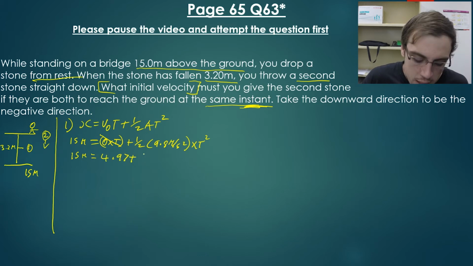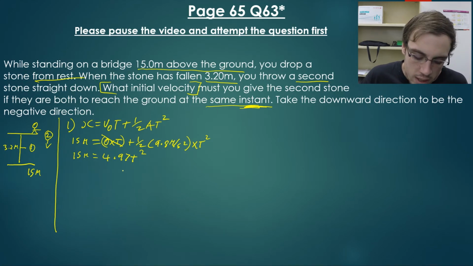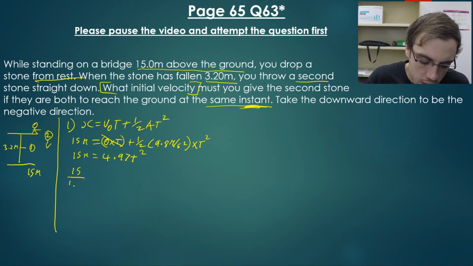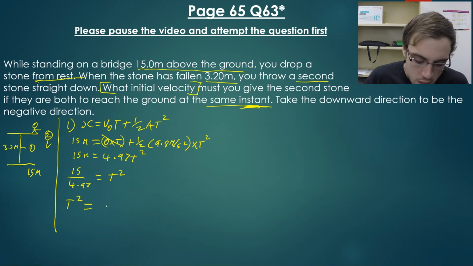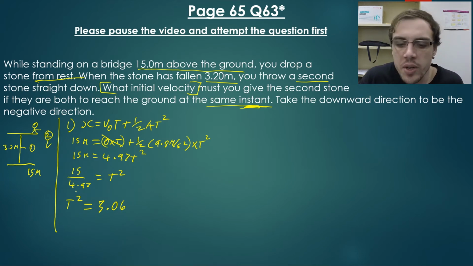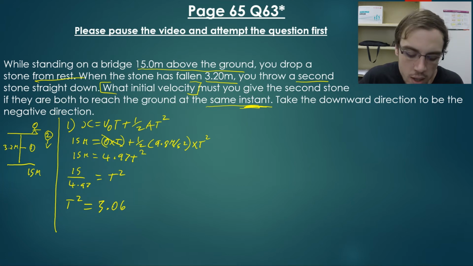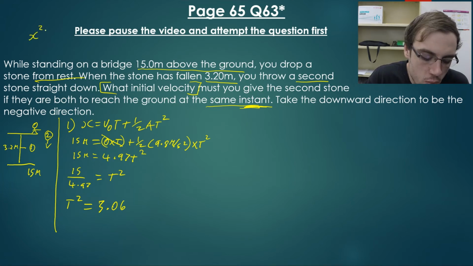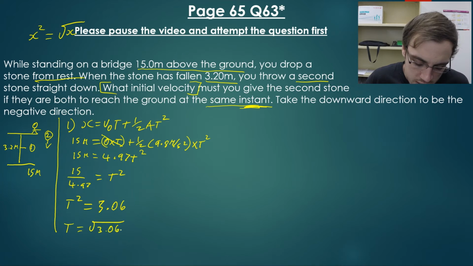So we have 15 meters is equal to 4.97 t squared. We've got a multiply here, so we move this over: 15 divided by 4.97, so t squared is going to equal 3.06. Looking here, we have t squared, but we don't want squared, we want just normal time. Remembering that the opposite of squared is the square root, t is equal to the square root of 3.06, which means that time is equal to 1.75 seconds.